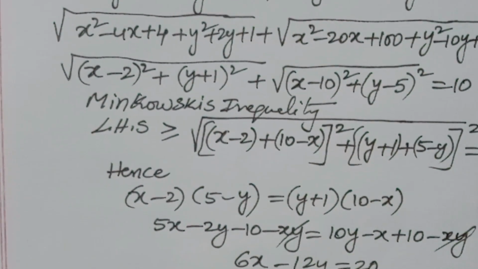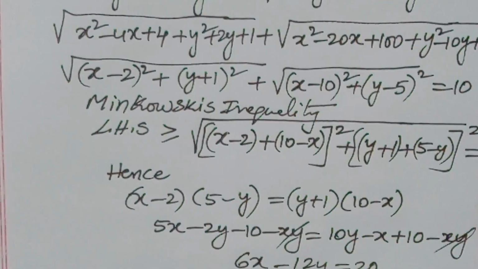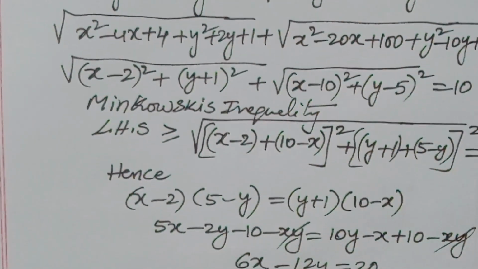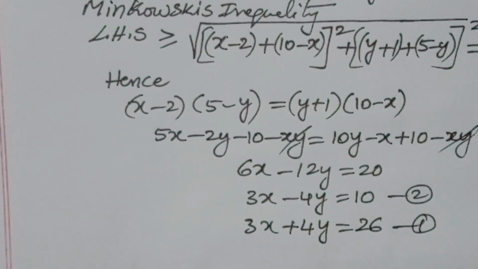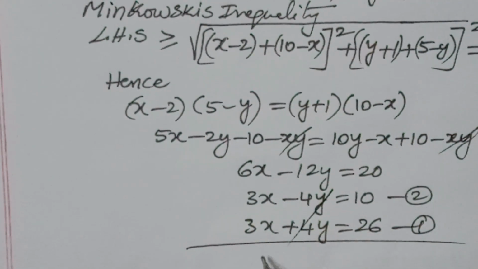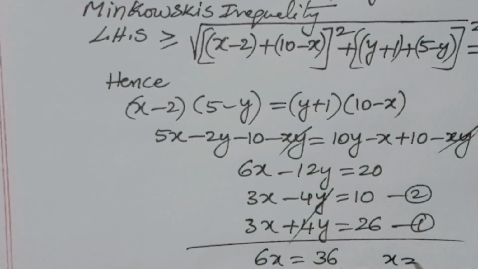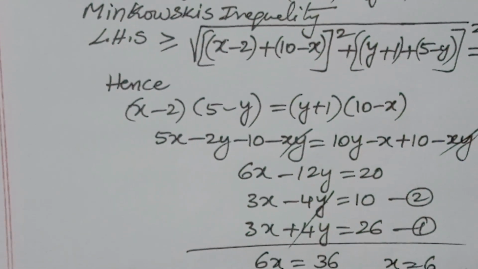If you take the first equation, 3x plus 4y is equal to 26. This is the first equation. If you solve this, 6x equals 36, x equals 6.